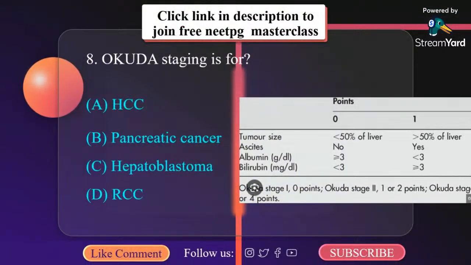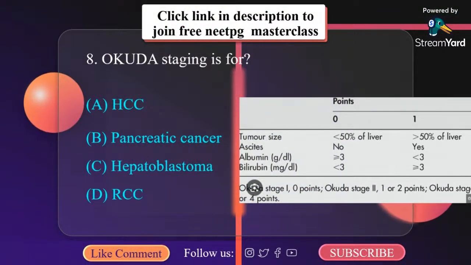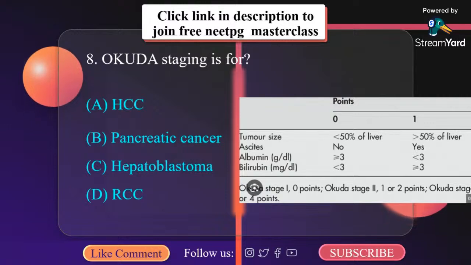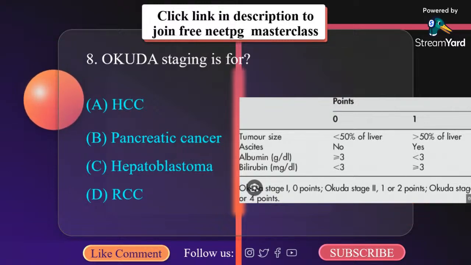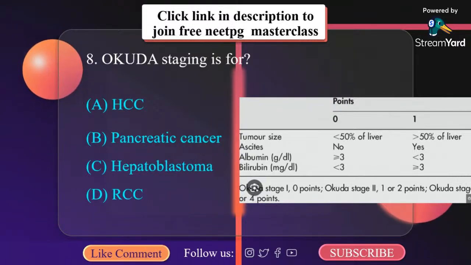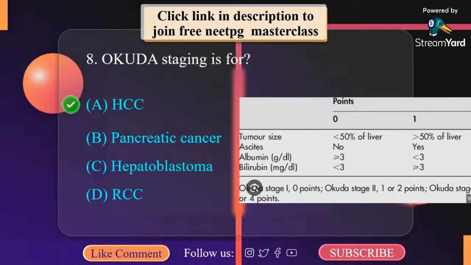Okuda staging. Okuda staging is for A. Hepatocellular cancer. B. Pancreatic cancer. C. Hepatoblastoma. D. Renal cell carcinoma. Okuda staging is used for hepatocellular cancer.